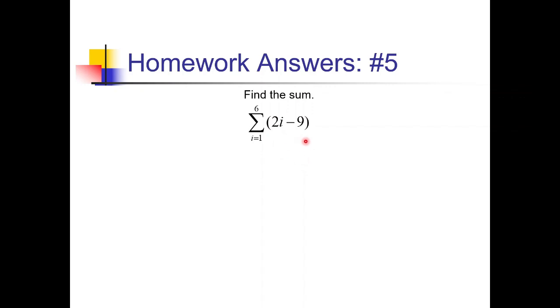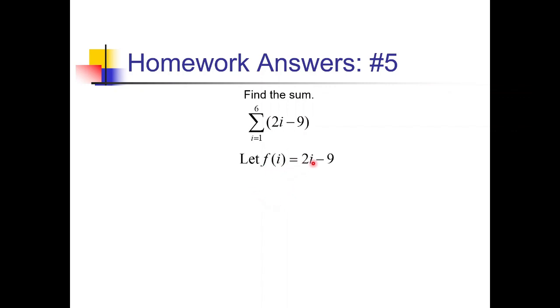We could try to use some shortcuts by splitting this up into a 2i and a negative 9, and then using the summation of i and the summation of 1 with some factors taken out. But that's a lot of mental work. Since there's only 6 terms in the series, I think it would be faster just to write this as a formula in Desmos and just add f(1), f(2), f(3), all of those together. So that's what I'm going to do.